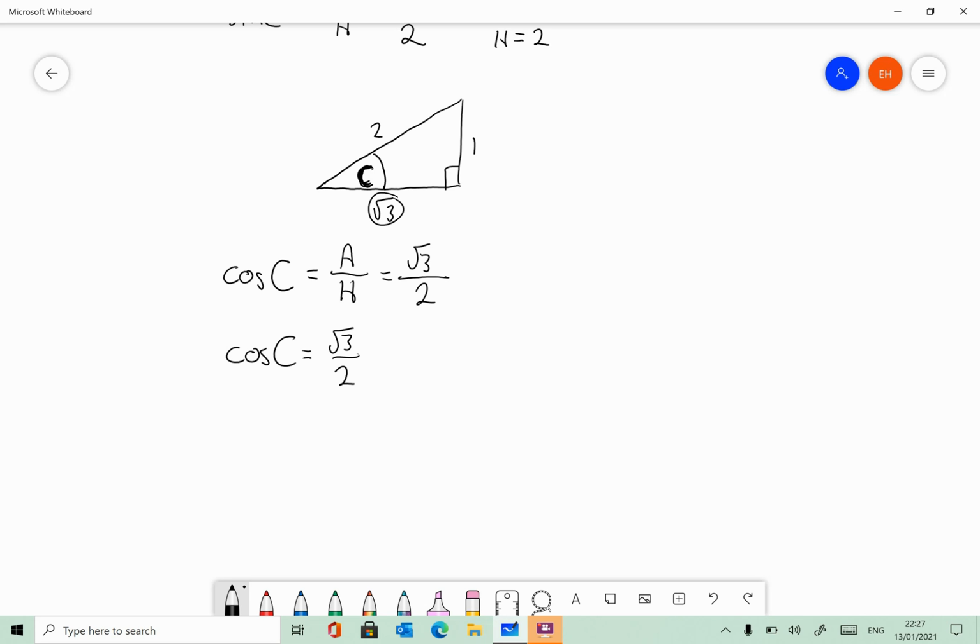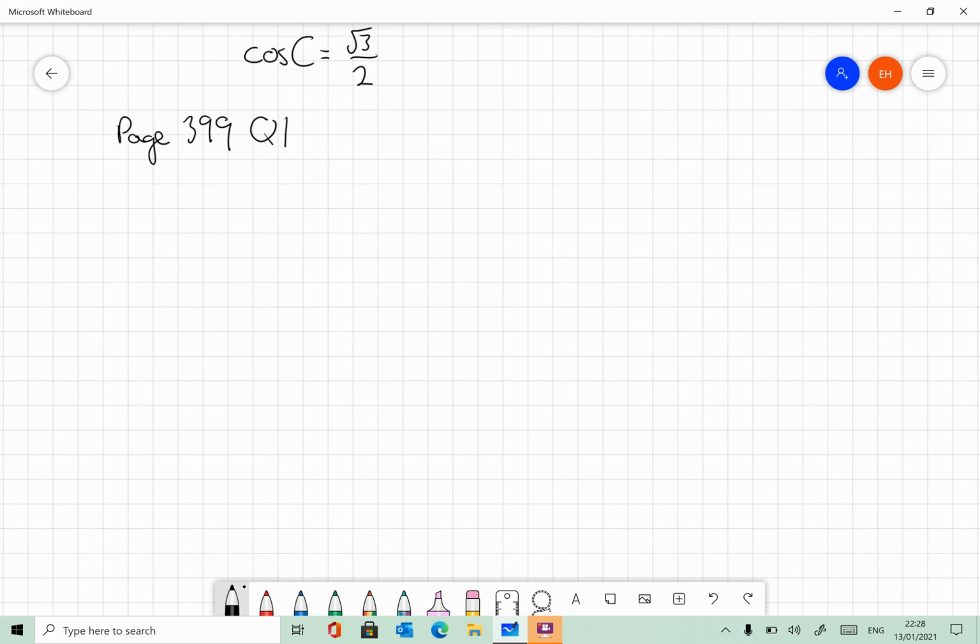Now, if we flick forward to the other questions you had, this is the second set of questions, page 399, question 1, and I'm going to do the first part of that. That's a right angle there. That's 40 degrees. That's 10, and that's x. Write down which trigonometric ratio is needed to calculate the length of the side marked x in each of these triangles.